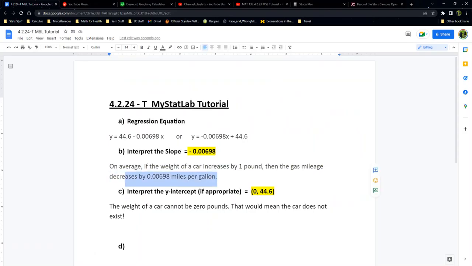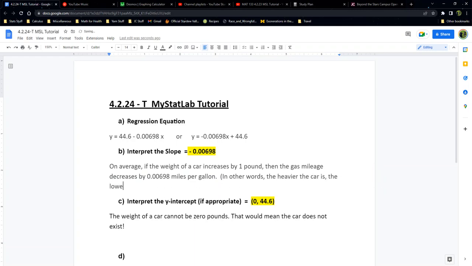So if you think about what this is saying, if a car weighs more, if its weight increases, then its gas mileage decreases. In other words, the heavier the car is, the lower its gas mileage, which anybody who's ever shopped for cars knows is true, right? Heavy cars don't get good gas mileage.